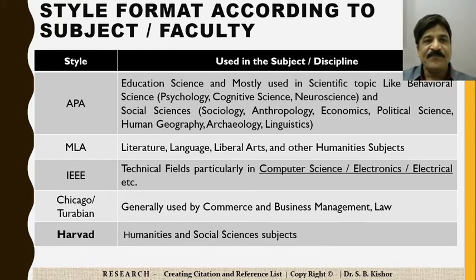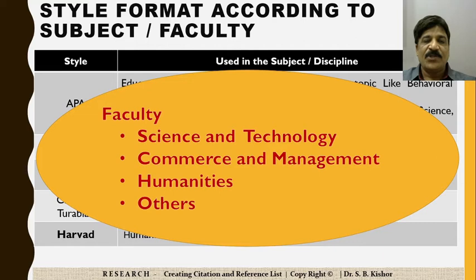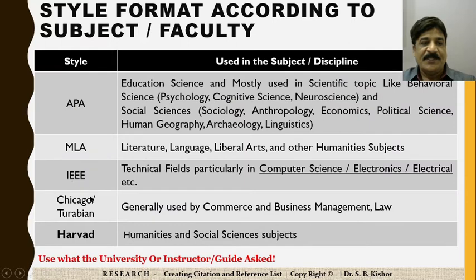So remember, there is not one particular style. Based on the country and the university to which you are affiliated, you may need to follow some other style also. When we talk about faculties or disciplines, we basically have four faculties: science and technology, commerce and management, humanities, and others. Basically in India, all our subjects are classified under these faculties only. So use whatever style your university, instructor, or guide has asked you to follow.